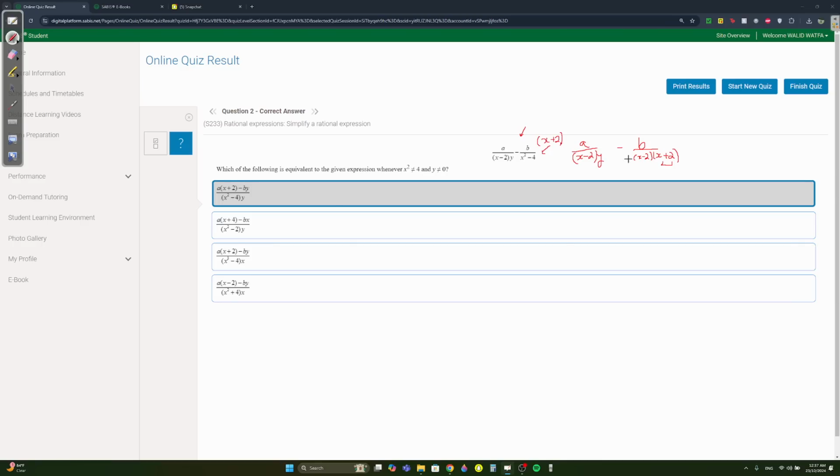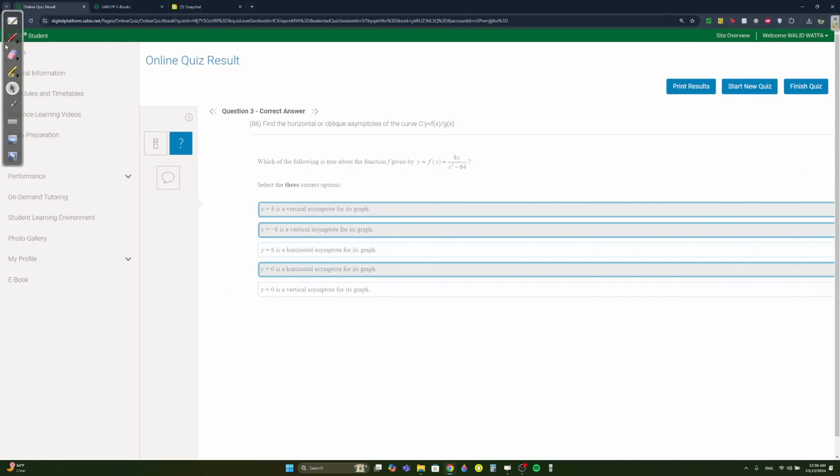This one here is missing a y. So we're going to multiply here by y, up and down. Now what are you going to get? You're going to get xa plus 2a minus by over x minus 2, x plus 2, y. X minus 2, x plus 2, we know it's just x squared minus 4, and then y. They factored out a in the answer, so they got a(x plus 2) minus by over (x squared minus 4)y.